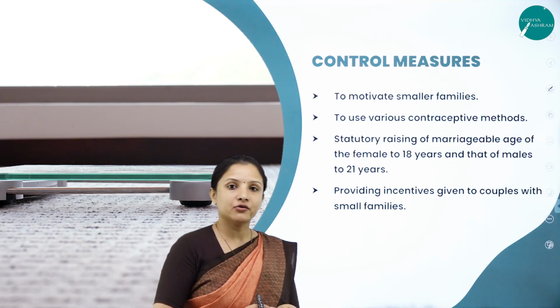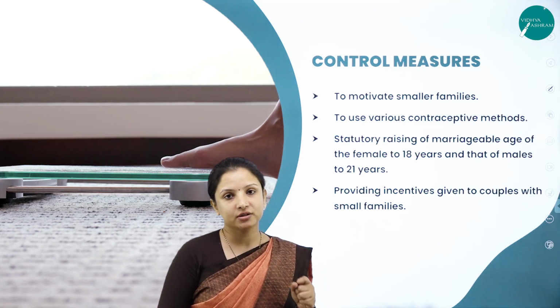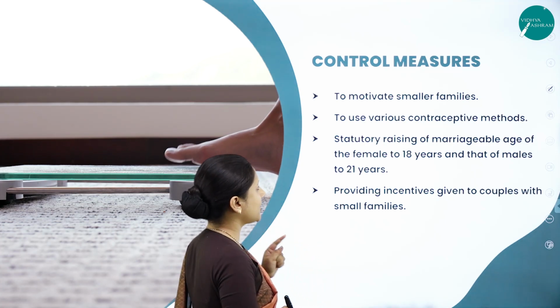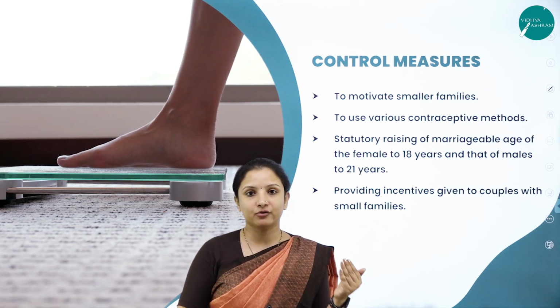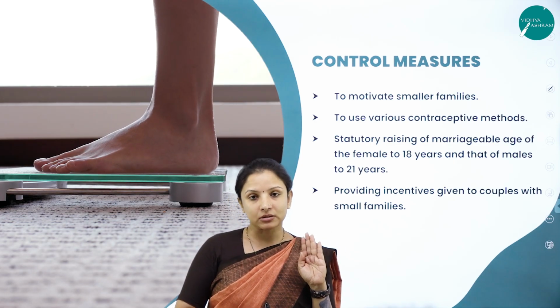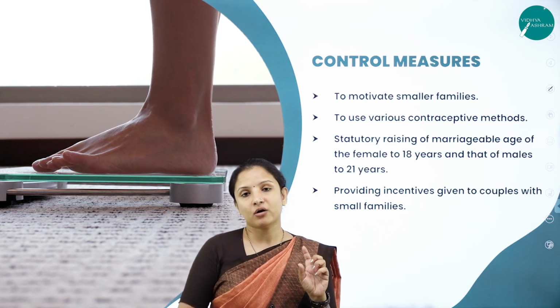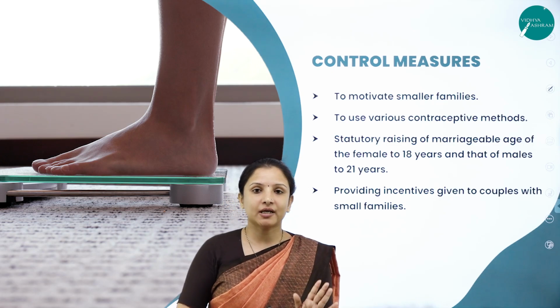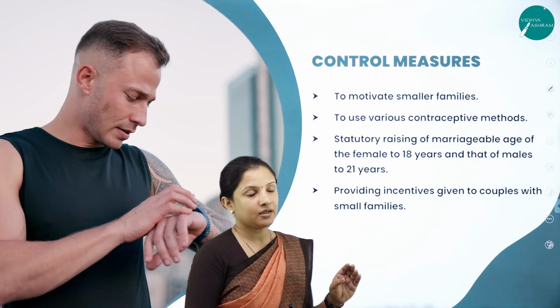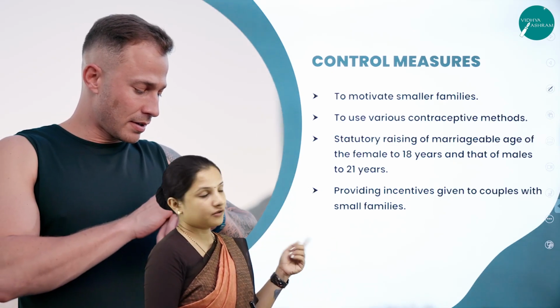Now, what are the control measures? How can we control this population explosion? One thing is to motivate smaller families. As I said, hum do, hamare do, right? The number of children in a family or for a parent should be limited to 2, right? So that the family can live happily. So that is one, to motivate smaller families.